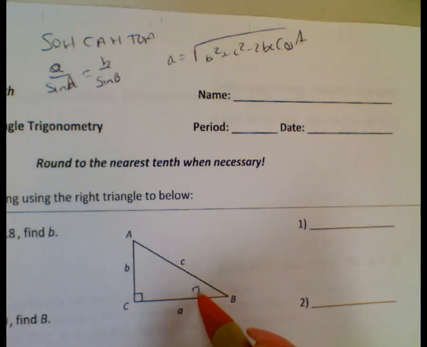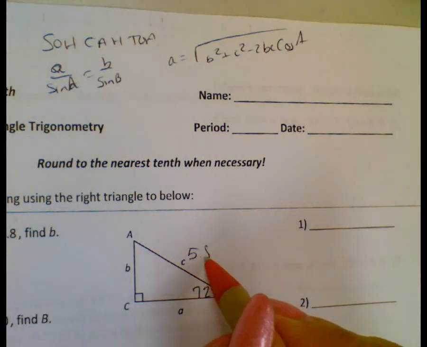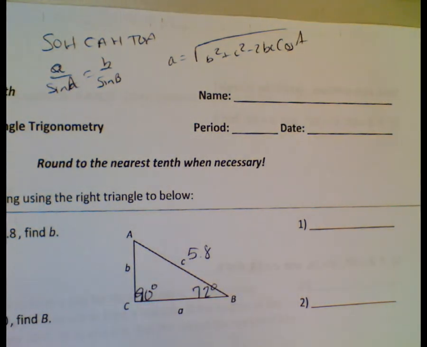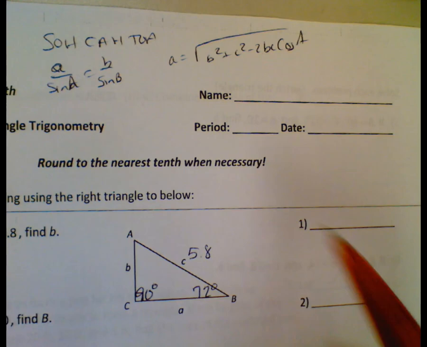So we have angle B is 72. Little c is 5.8. And they want you to find little b. Now remember, we also know that this is 90. So I think that most of you, do you guys like law of sines better or SOHCAHTOA? What do you guys like? I'll do it both ways. Let's do law of sines first.